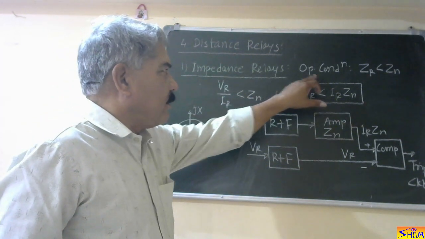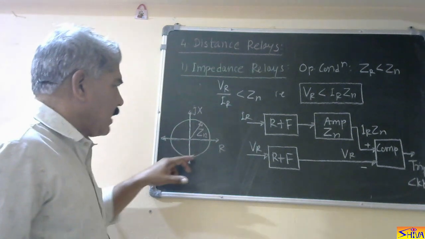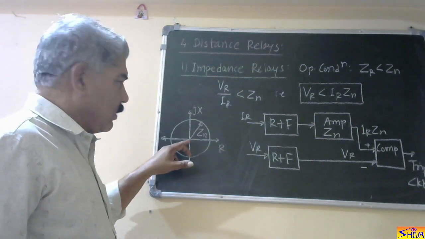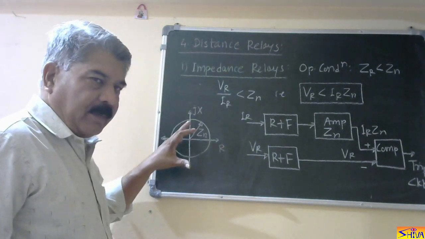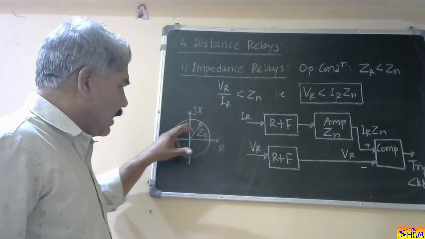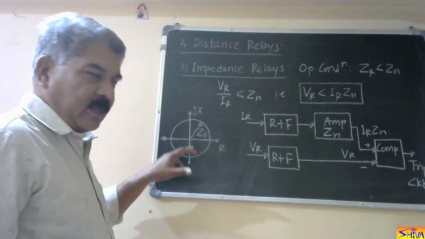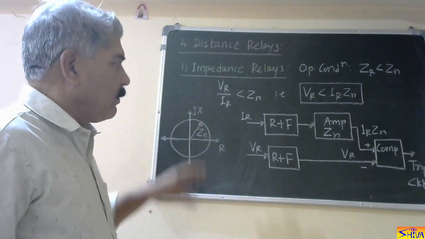The characteristic of this plain impedance relay in Rx diagram is a circle with center at origin and radius equal to impedance setting of the relay. All the impedance vectors whose tip lie inside this circle cause the operation of the relay. So inside this circle it is the operating region.